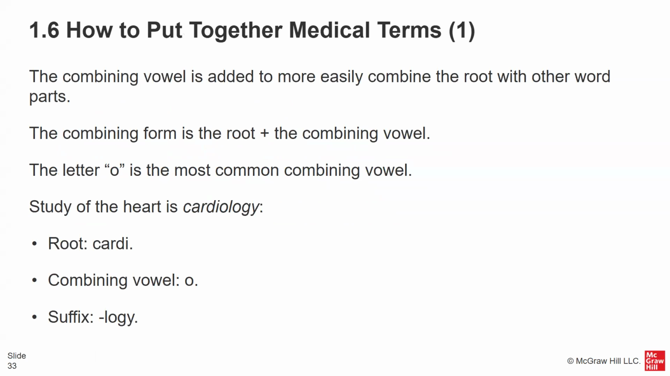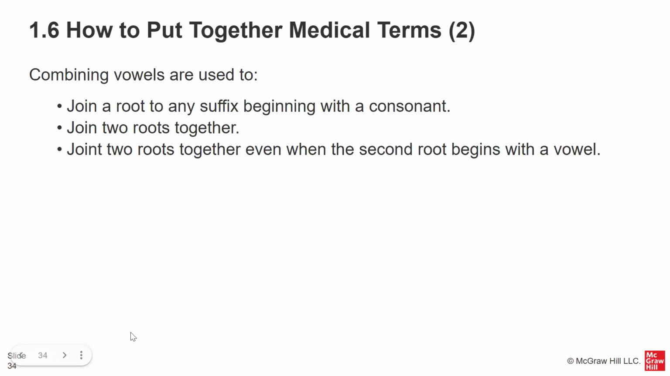When we are building medical terms, now that you understand the word root, the suffixes and prefixes, here's where the combining vowel comes into play a lot. So we want to build the term for the study of the heart. That's cardiology. So the word root is cardi, combining vowel o, and then the suffix ology, or logy, which means to study.